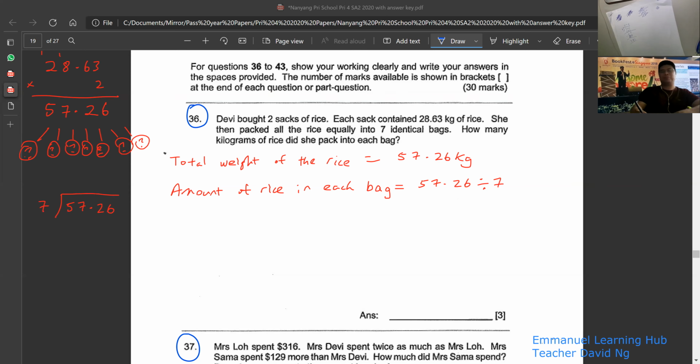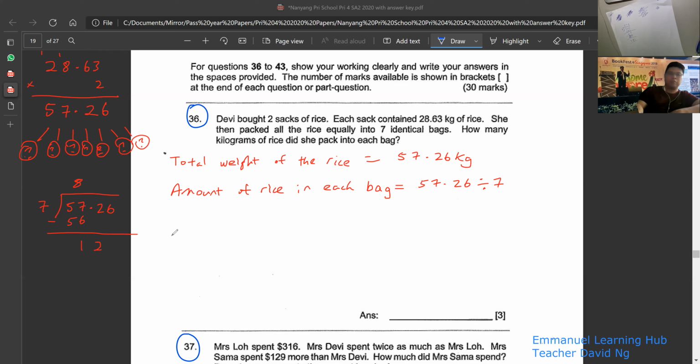This is how you do, right? Okay, can you tell me what to do from here? What must you do? 56. I know 7 times 8 equals 56. Yes, I want to hear you say 7 times 8 is 56. Then minus equals 1. Then bring down the 2.